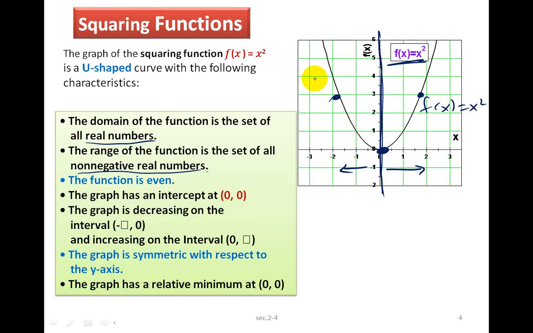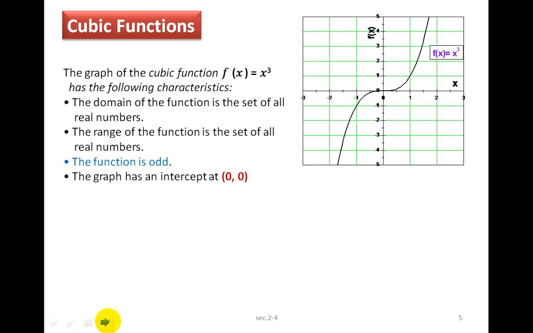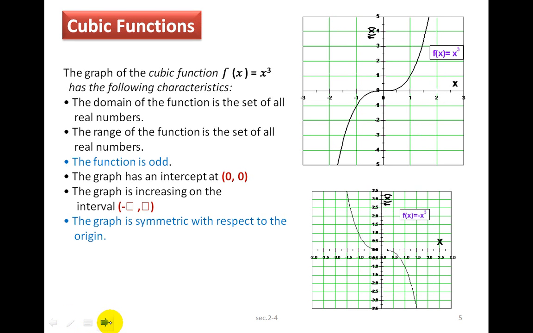The graph is decreasing from negative infinity to 0. At this point it's decreasing. It's increasing from 0 to positive infinity. The graph is symmetric with respect to the y-axis. The relative minimum point is here, 0, 0. So this is the general form for the square function. By the way, the graph for a square function is called a parabola.